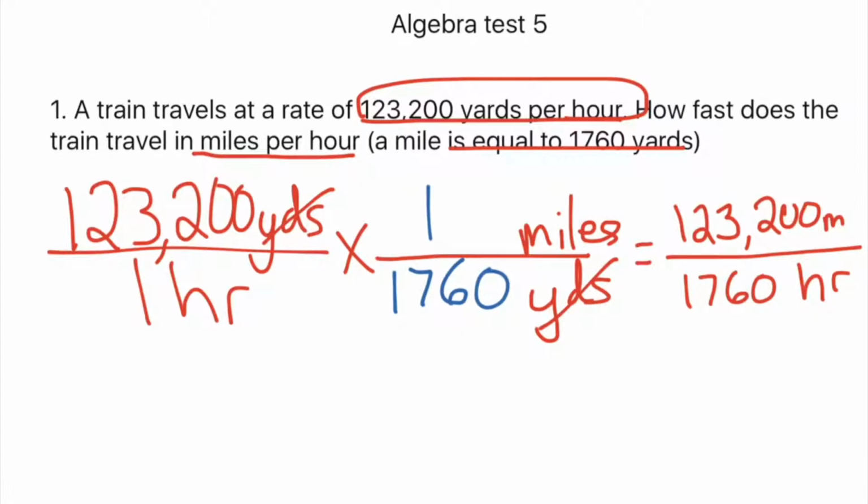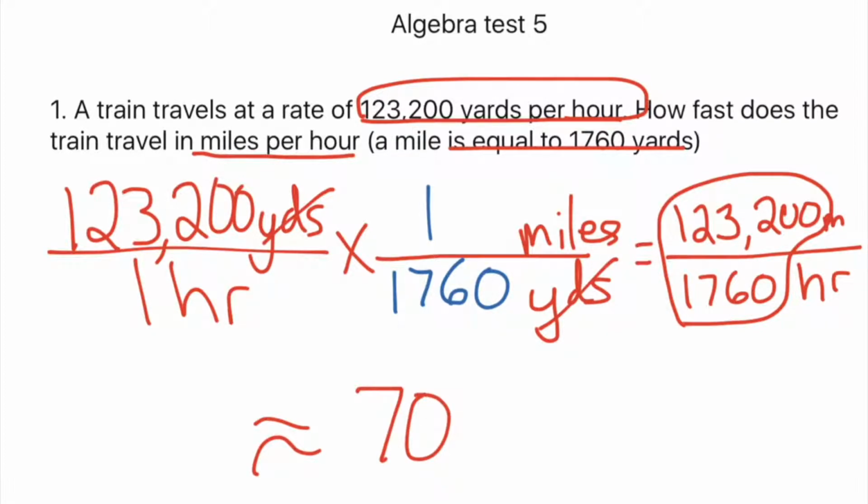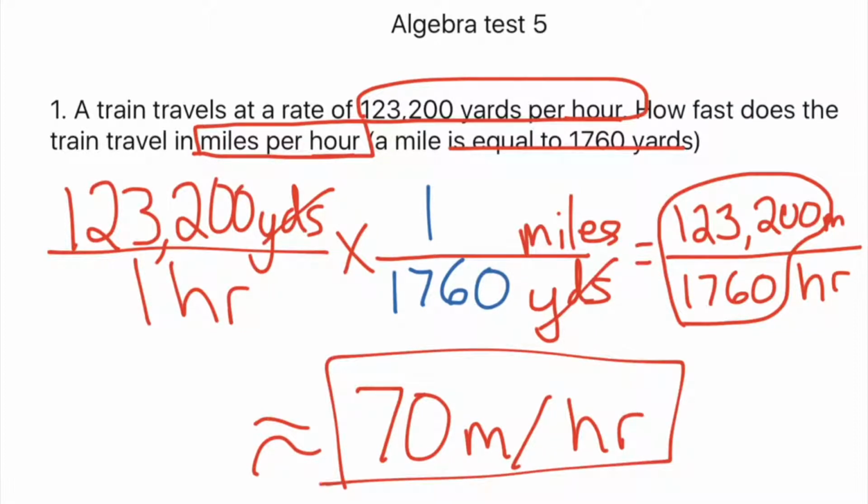So at this point, it's just a division problem. We have to divide 123,200 divided by 1,760. And when we do that, we get 70, and we're left with miles per hour. So always make sure we have miles per hour. That's what they wanted our answer in, so we are good, and that's our final answer.